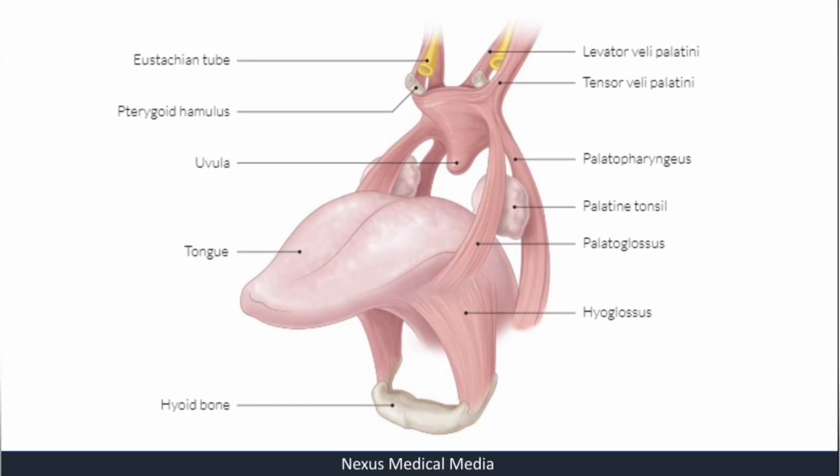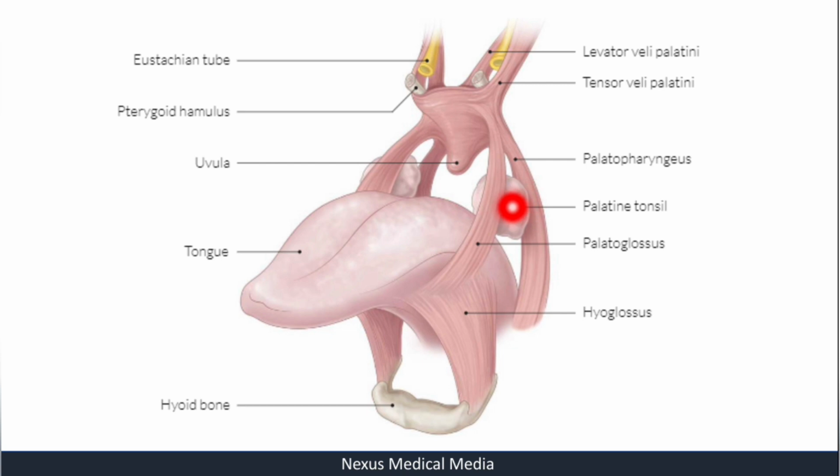All right, so this is another image. It's really good, showing you the position of the tongue. This is the hyoid bone. You can see the connection. This muscle between the tongue and the hyoid bone is called the hyoglossus. This one is the palatopharyngeal muscle, and this one is palatoglossus.